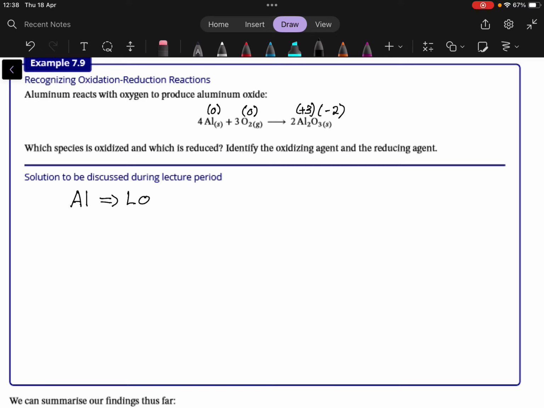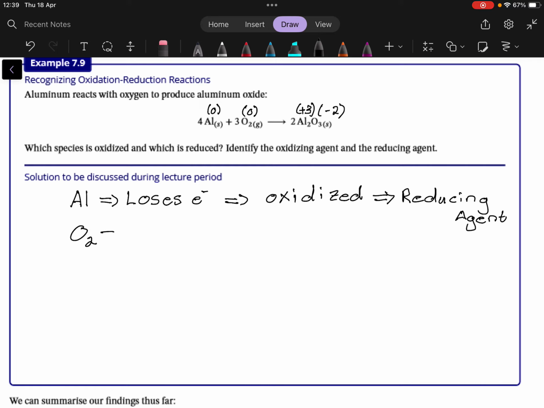So aluminium loses electrons. In other words, it is oxidized. And if it's oxidized, it makes it the reducing agent. Oxygen, on the other hand, O2, gains electrons. So that means it is reduced.